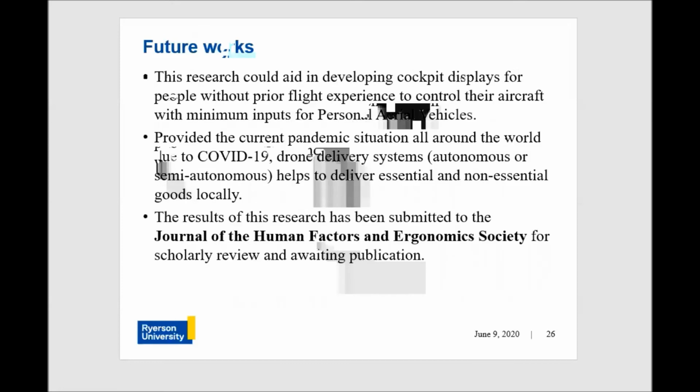And in terms of future work, the proof of concept shown in this thesis could be applied to personal aerial vehicles, which are in increasing demand nowadays. Researchers are working to automate the transport of people from one point to another to avoid traffic congestion. And common people without any flight experience would be able to fly the aircraft using this technology with minimal guidance. And given the current pandemic situation, drone delivery systems could be used to deliver non-essential and essential goods locally, and this method could be employed to control drone deliveries throughout the world.